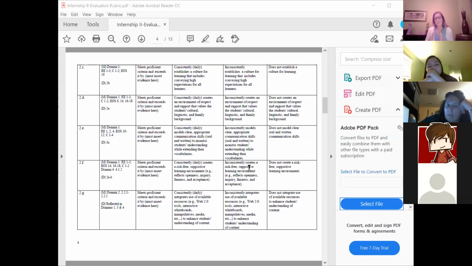So that's why we say, it's not A, B, C, D, it's a continuum. You're a beginning reader and you're working your way up to fluency. You're a beginning teacher, you're working your way up to fluency. So please don't think of these as letter grades. 4s should be very rare, okay?